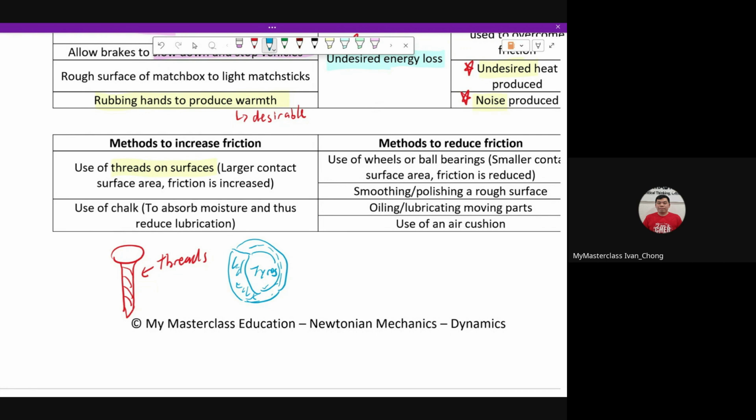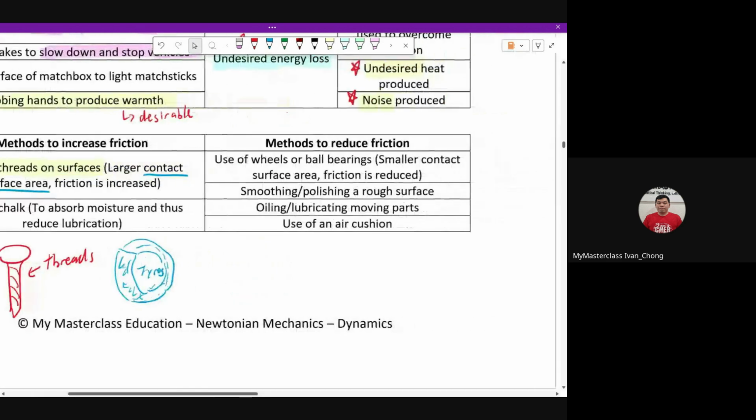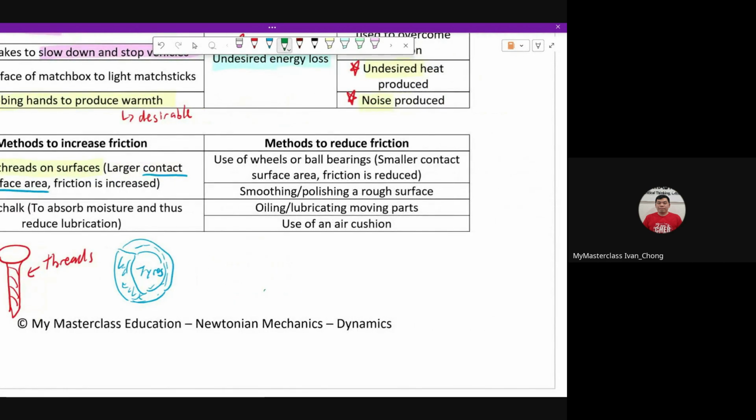Basically, they increase your contact surface area. So like your shoes, the bottom of your shoes, they have a certain pattern itself. Those patterns are not just for design, they are also there to actually increase your contact surface area. So when you walk, you don't slip and fall. Okay? Then for wheels and ball bearings itself. Now, if you notice a wheel or any kind of round object, the contact surface area is actually very, very small.